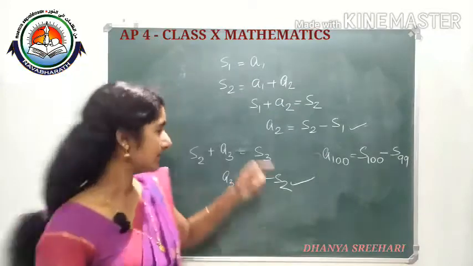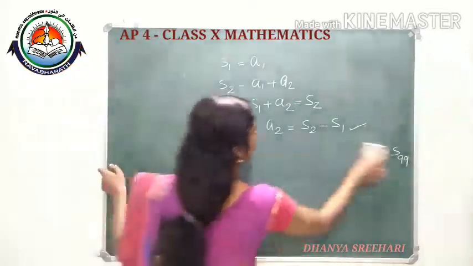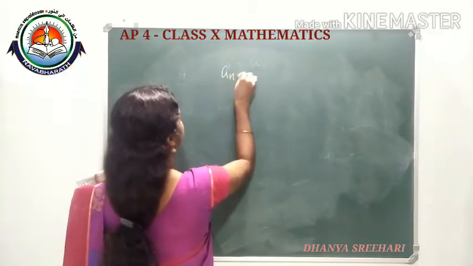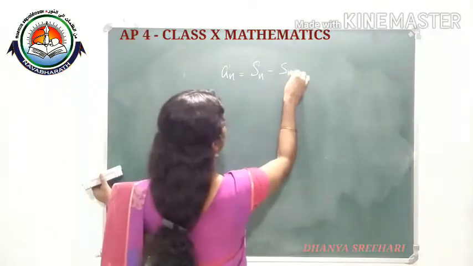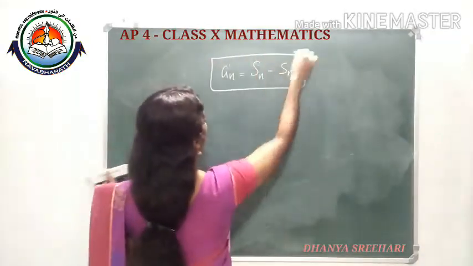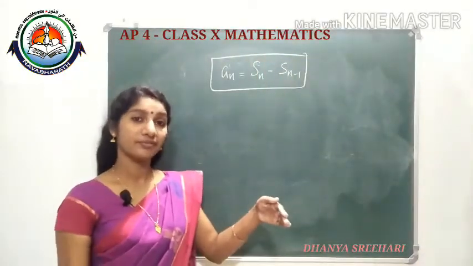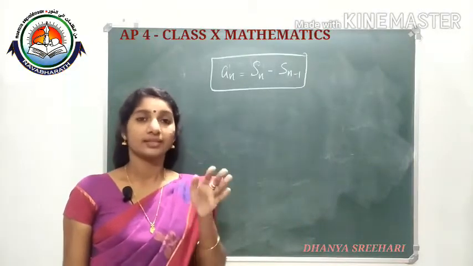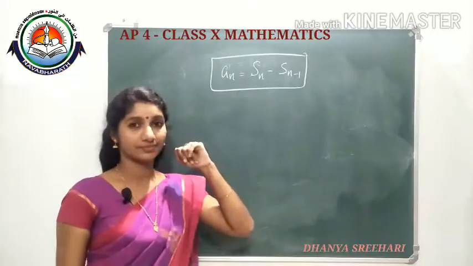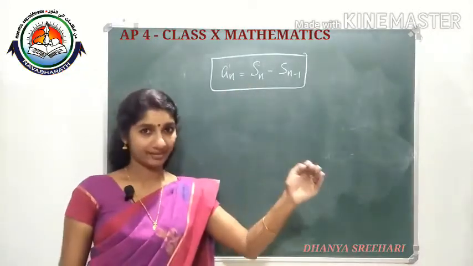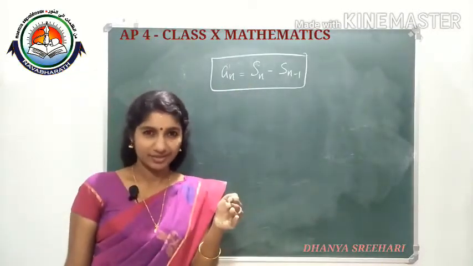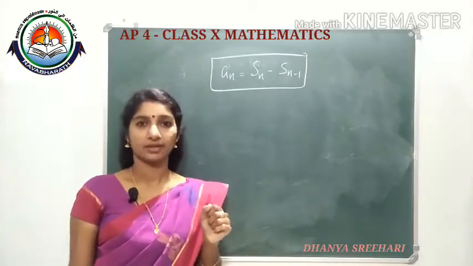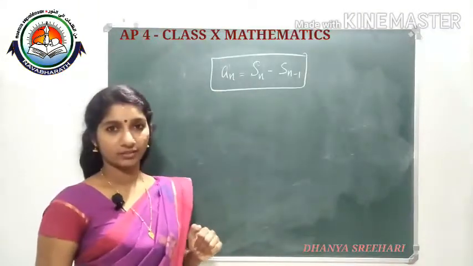Correct now? So if you continue like this, generally we can write An is equal to Sn minus Sn minus 1. Means if you know the n terms sum and also the n minus 1 terms sum, then how can you find the nth term? Sum of n terms minus sum up to the n minus 1th term, we will get An, means the nth term only. Got the idea? So this is a very important one.